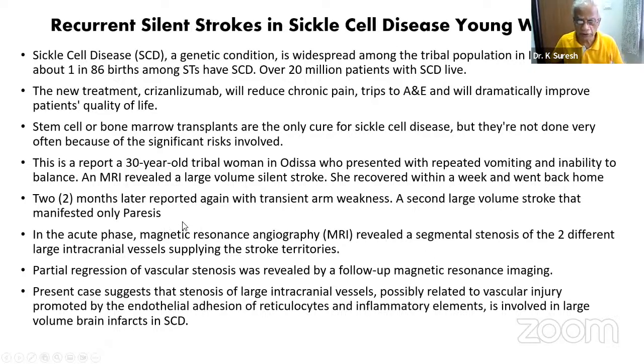Two months later, she reported again with a transient arm weakness. I was there the second time, a second large volume stroke that manifested only as a small paresis. So the MRIs suggest that stenosis of large intracranial vessels, possibly related to vascular injury, promoted endothelial adhesion of reticulocytes and inflammatory elements, and is involved in the large volume infarct.